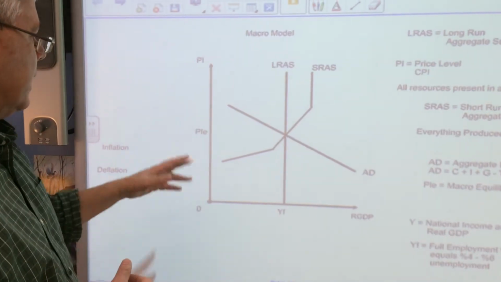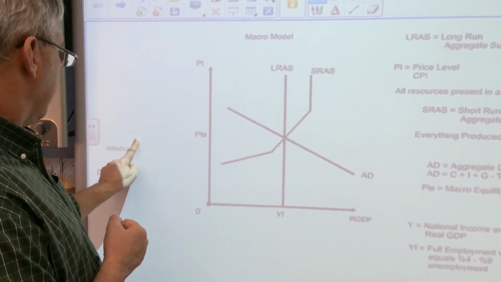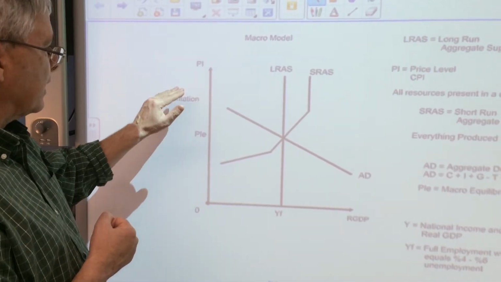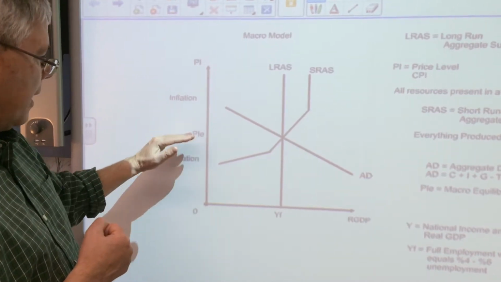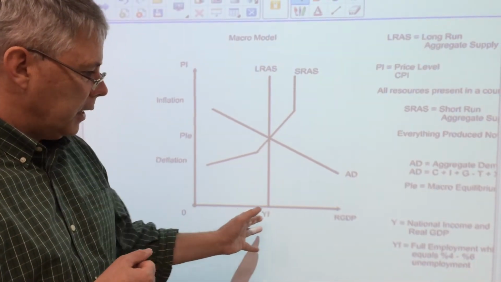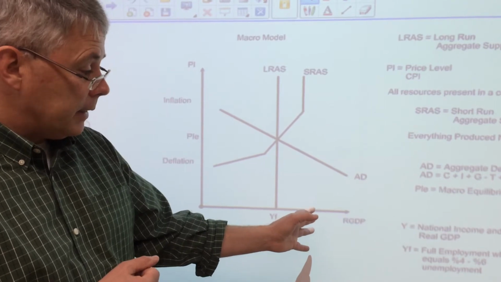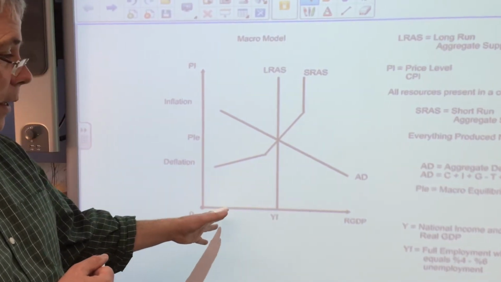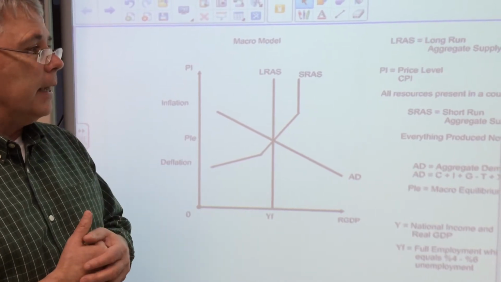And as we read this graph, this is a very healthy economy. Any change from that up this axis would be inflation. Any change from equilibrium down from there would be deflation. As we go this way, real GDP is increasing, and unemployment would be decreasing. As we go this way, real GDP would be decreasing, and unemployment would be increasing.